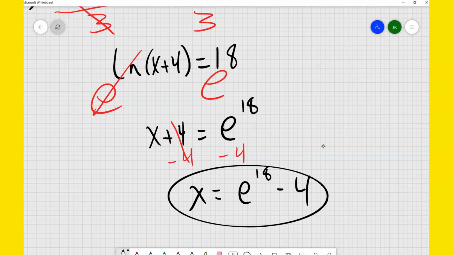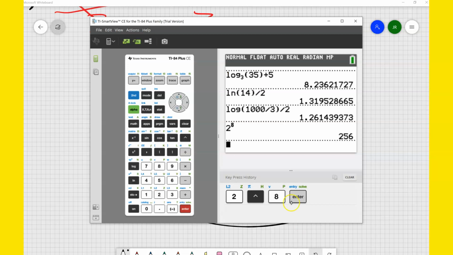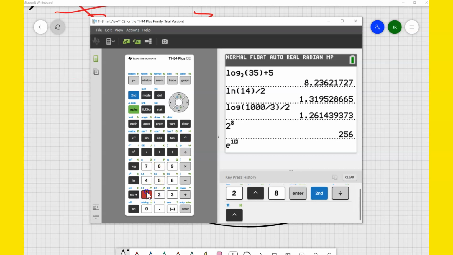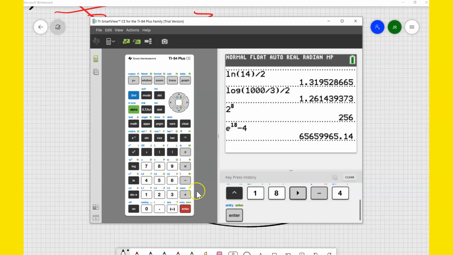And again, you could type that in your calculator. I'll just show you how. I believe this is going to be way too big of a number, but here is your e. You have actually 2 different options for e. This gives you e to a power, and this just gives you plain old e, so it doesn't matter. We're doing e to the 18th, so it doesn't matter which one we do. I'm just going to do the plain old e and then click the exponent button, e to the 18th, and then minus 4. And that gives me a pretty darn big number.